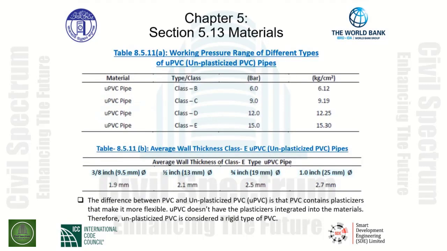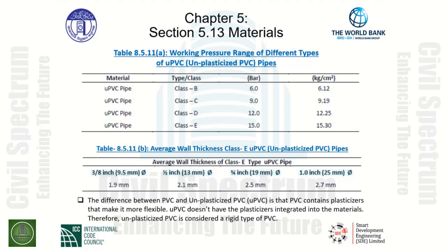The next table is Table 8.5.11a. Working pressure range of different types of unplasticized PVC pipes. Now, the difference between PVC and unplasticized PVC is that PVC contains plasticizers that make it more flexible. UPVC doesn't have the plasticizers integrated into the materials during the manufacturing of that particular type of piping material. Therefore, unplasticized PVC is considered a rigid type of PVC.